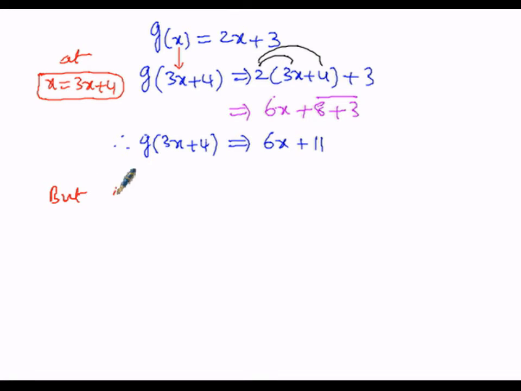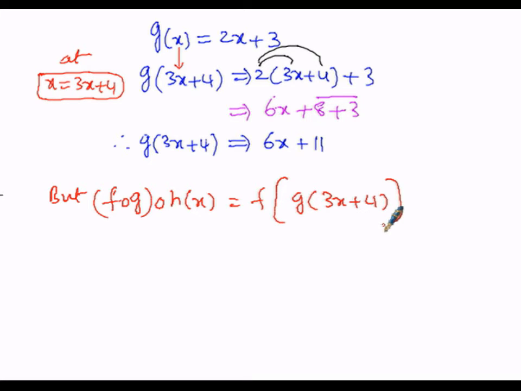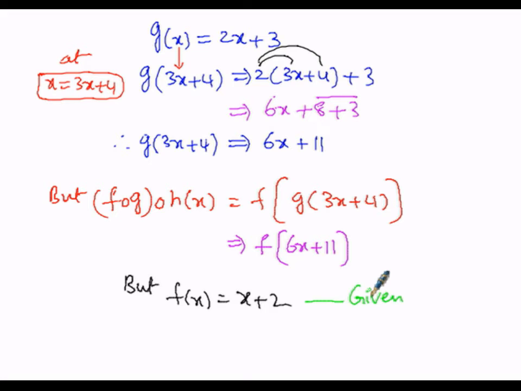f of g of h of x is equal to f of g of 3x plus 4. Here we got g of 3x plus 4 as 6x plus 11. Now this must be substituted in the place of x in the original function, that is f of x, which is given as x plus 2. So in this given function we have to substitute 6x plus 11, that is f of 6x plus 11.